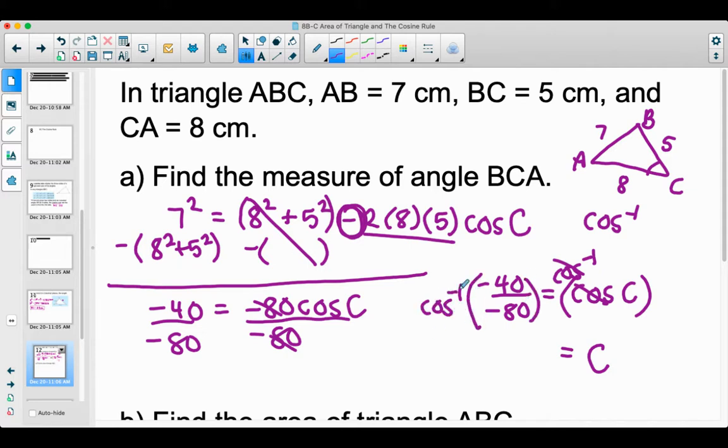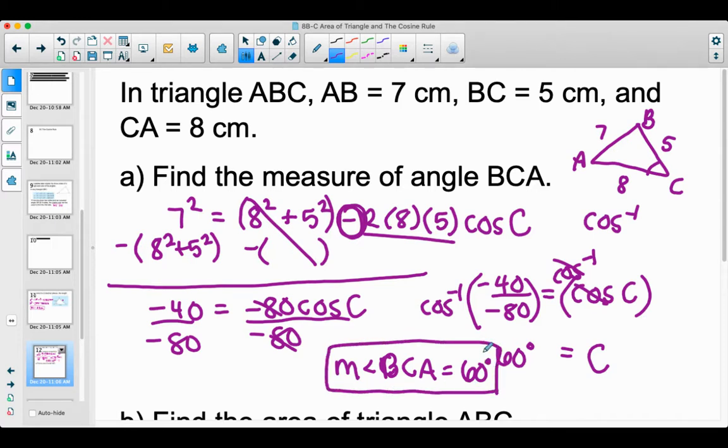So in your calculator, you're doing cosine to the negative 1, so second cosine, and then negative 40 divided by negative 80, and you end up with 60 degrees. So the measure of angle C, or BCA, I guess is how they labeled it, is 60 degrees.